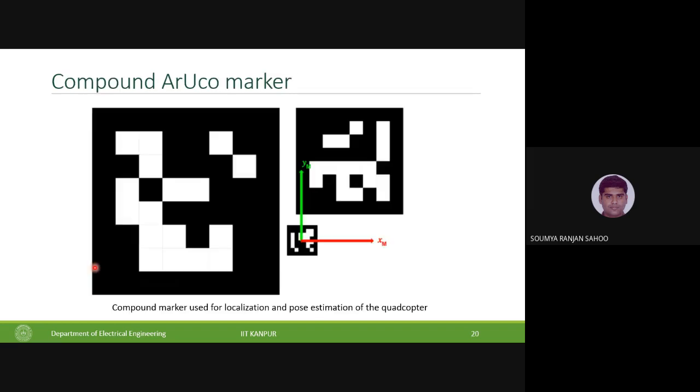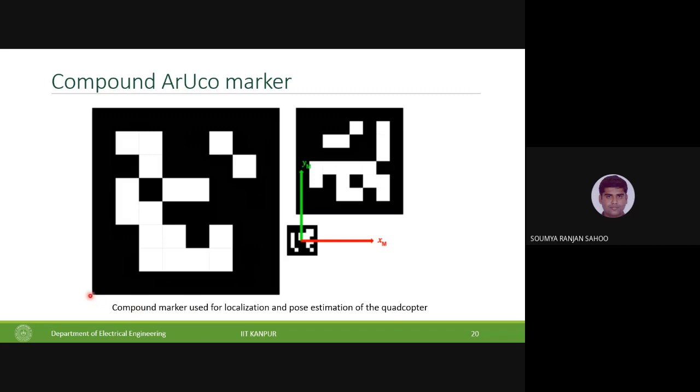Now, typically people use only one Aruco marker for pose estimation, but you can imagine as the quadrotor descends, the bigger Aruco marker will not be completely in view. The problem with Aruco markers is, if you have the entire marker in view, then it gives you a nice pose estimation. But if the entire marker is not in view, then it will not be able to give you pose estimations correctly. And for landing, it has to be as accurate as possible.